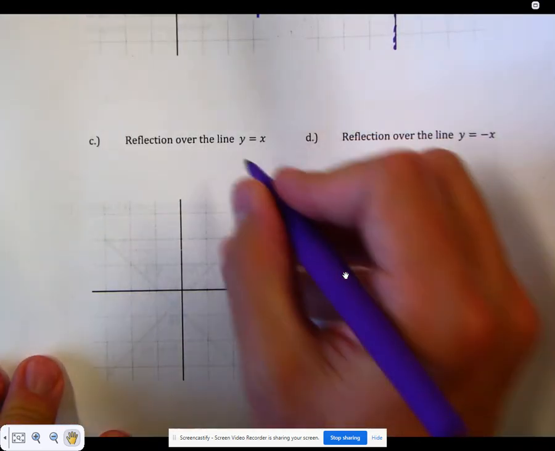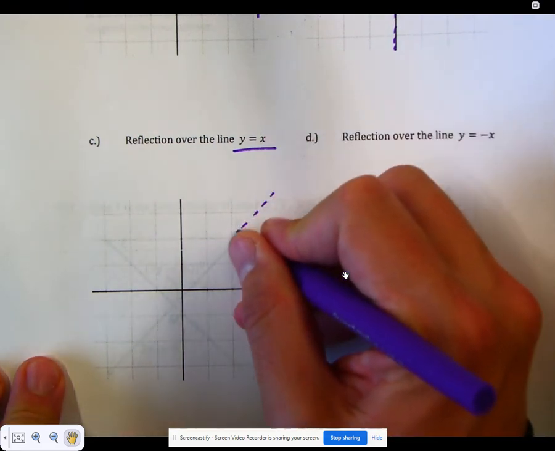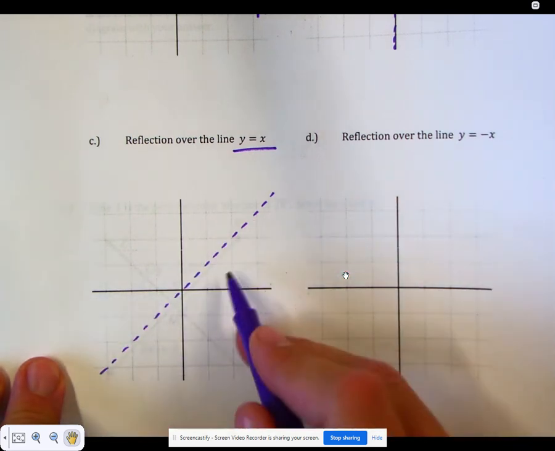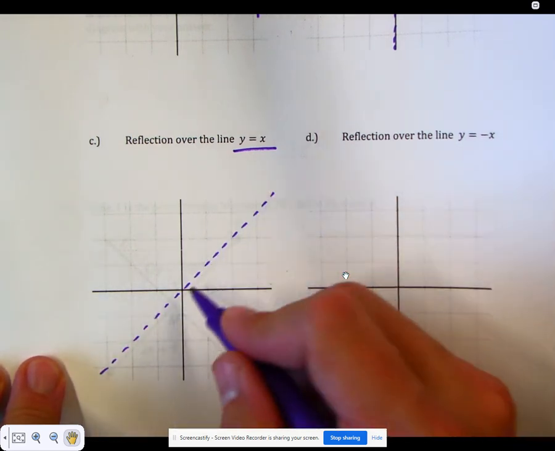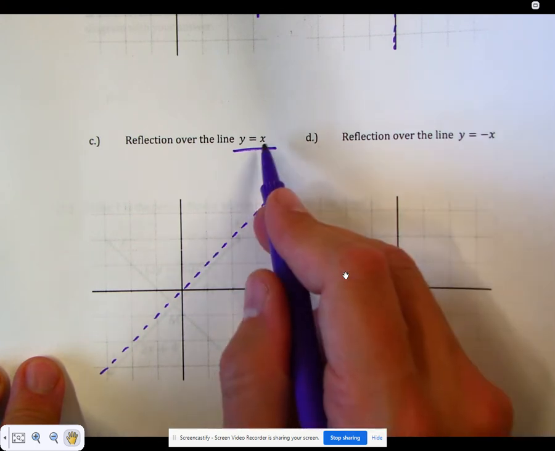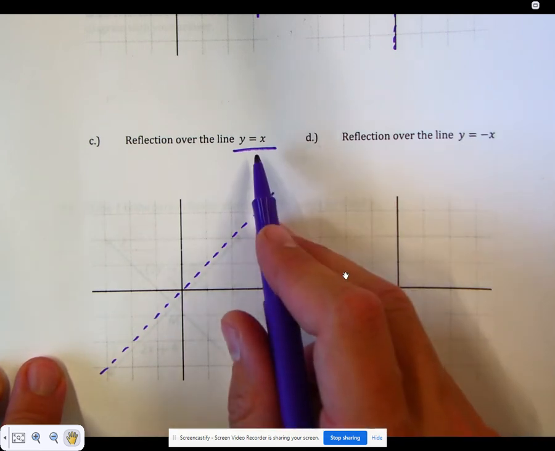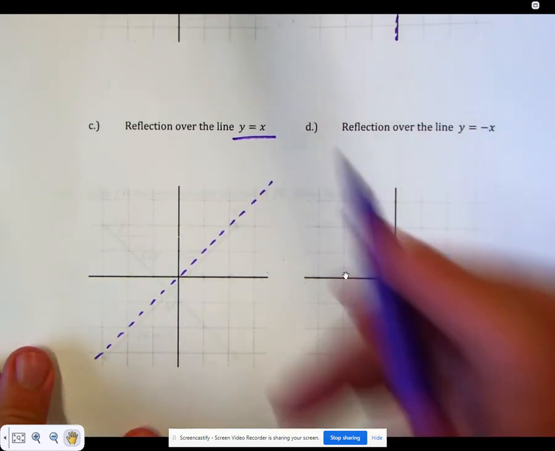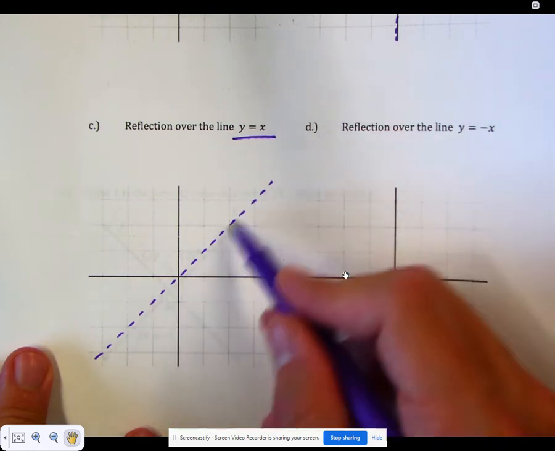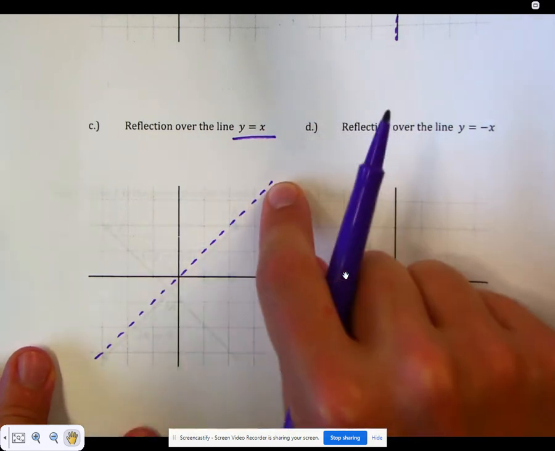Reflect over the line y equals x. What's the line y equals x? Well, that is this line. Every point that lives on this line is like points (1, 1), (2, 2), (3, 3). It's every point that has the x value and the y value equal to each other. If you're thinking about it like y equals mx plus b, this would be y equals 1x plus 0, so a slope of 1 and a y-intercept of 0. So however you think about it, this is the line y equals x.